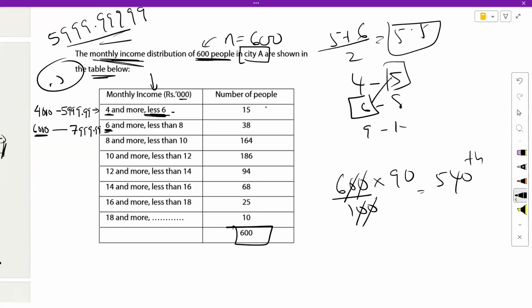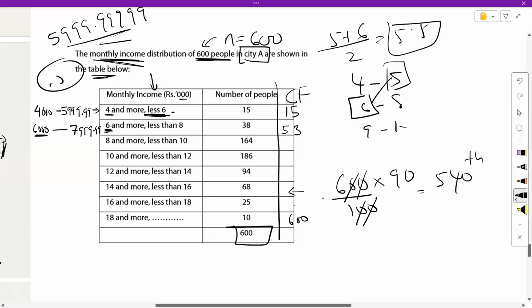So first we have to find the cumulative frequency. This is 15. 15 plus 38 is 53. Likewise, we have to get the cumulative frequency, and it ends up with 600 here. And the 540th most probably falls here, no? Yes, falls here. And this could be 590. So most probably it falls in this category.